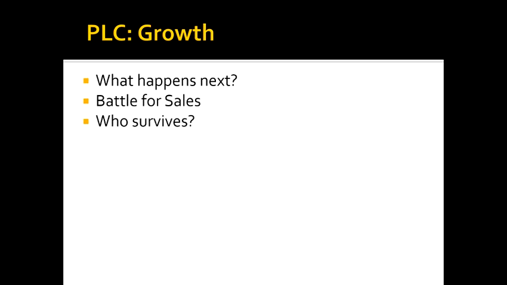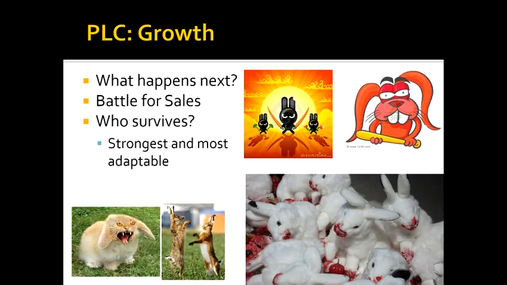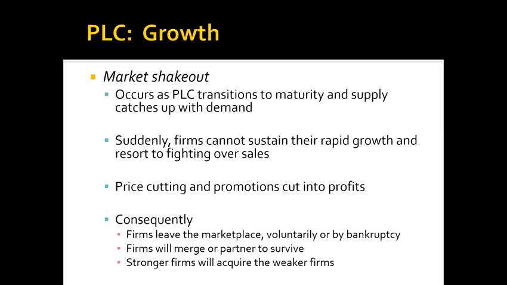So what happens next? It's a battle for sales. Who survives? Which bunny rabbit is going to survive? That's really the question I'm asking, right? The strongest and the most adaptable. So there's going to be conflict. And by the way, in those pictures, those rabbits down there are actually eating cherries. But in the other picture, the two rabbits standing upright, they're actually fighting. So it gets bloody, right? We call this the market shakeout.